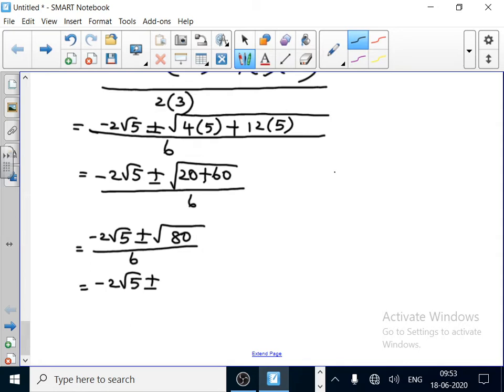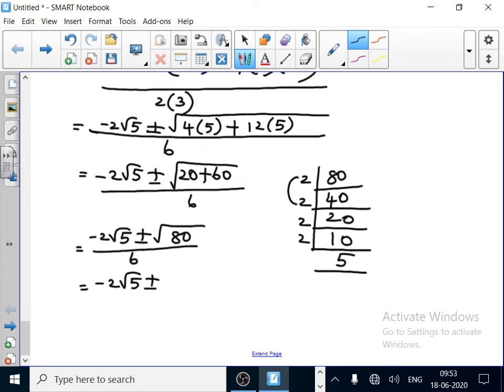For 80 you have to find the square root. So use prime factorization: 40, again 2 2s are 80, 20, again 2 table 10, again 2 table 5. So for this pair we can take 1 2 outside, for this pair we can take 1 2 outside, so 2 2s are 4. For 5 there is no pair, so this can be written as 4 root 5 by 6.